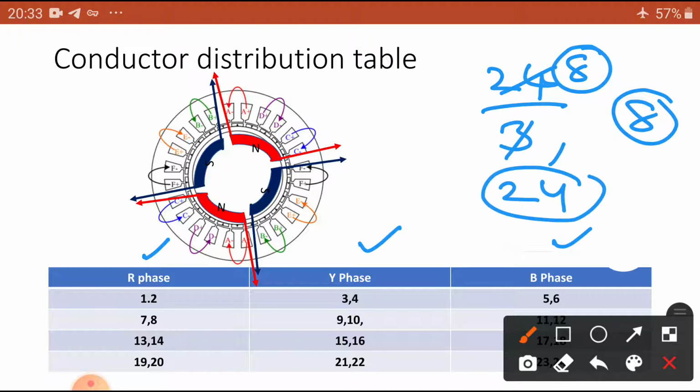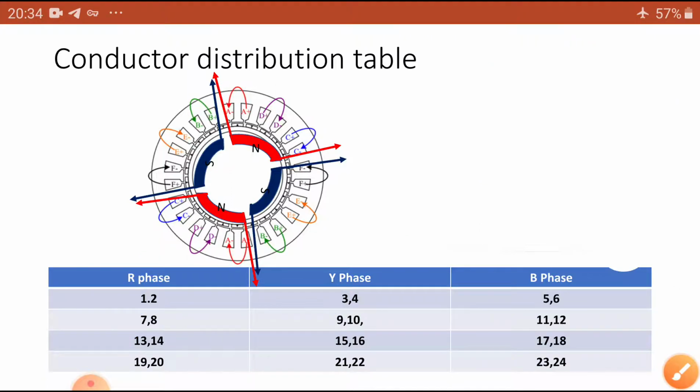Okay. So here, 1 and 2 are given here, 3 and 4 Y phase, 5 and 6 another phase. One round is over. Next 7 and 8, 9 and 10, 11 and 12, 13 and 14, 15 and 16, 17 and 18, 19 and 20, 21 and 22, and 23 and 24. A simple distribution of this one. Okay. So you can see, dear students, it is simple.